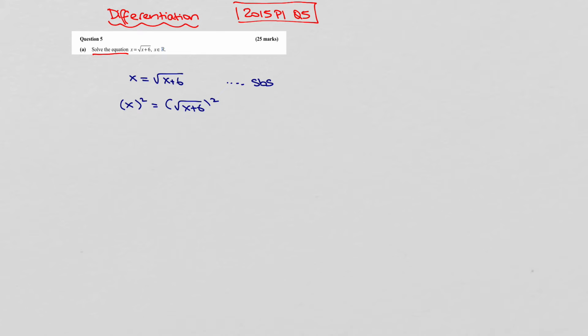So if I square the left, I just simply get x squared. And if I square the right, well, I'm squaring a square root, so I'm left with what's underneath the square root. So now I want to bring everything to one side. So if I'm bringing all the terms to the left-hand side, I'm subtracting x and subtracting 6 from both sides, which gives me 0 on the right-hand side. So I have a nice simple quadratic here to solve.